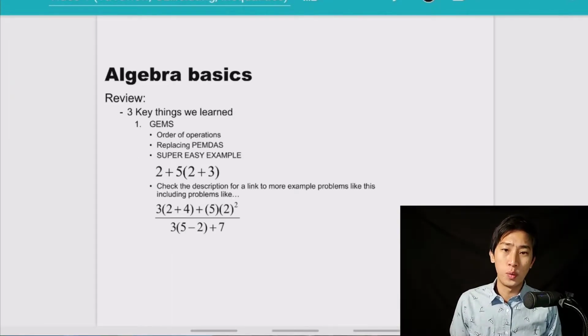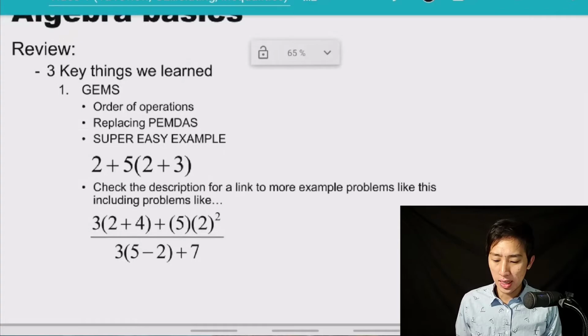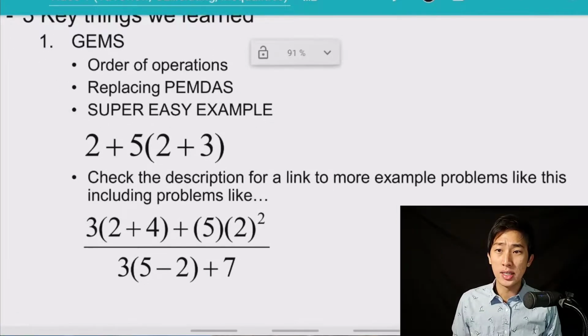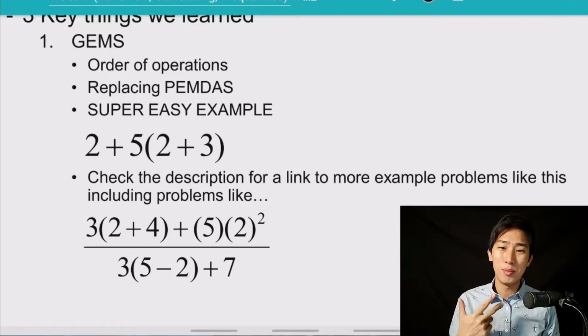One of the things we're going to be doing today is focusing on a review of all the things that we've covered so far, as well as an expansion on one topic. First off, you need to know how to do GEMS. There were 3 key things that we learned. The first was GEMS, which was all about order of operations. Basically, GEMS was your replacement of PEMDAS. What GEMS stood for was grouping, exponents, multiplication, and subtraction.